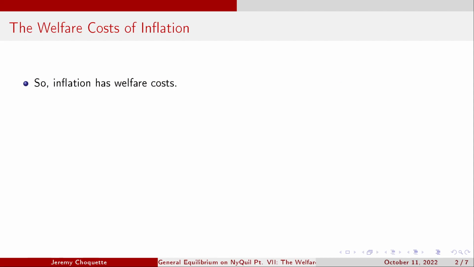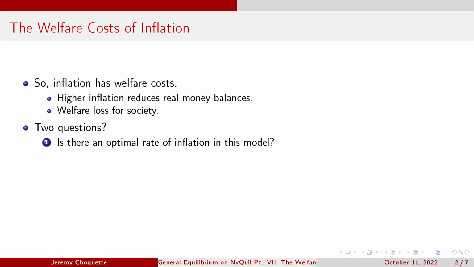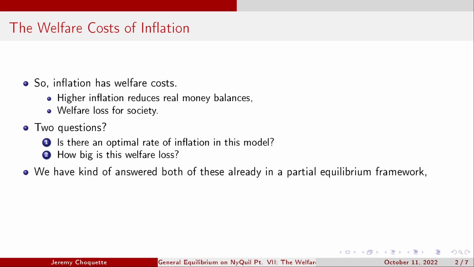So inflation's got welfare costs. Let's just get that part out of the way right now. Higher inflation reduces real money balances, and that generates a welfare loss for society. So there are two questions now. One, is there an optimal rate of inflation for this model? Two, how big's the welfare loss?